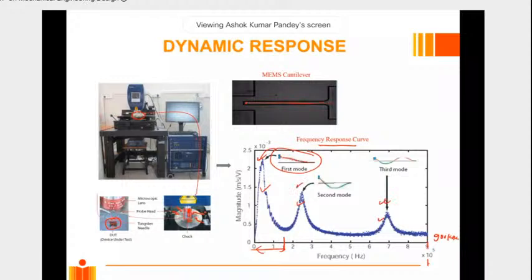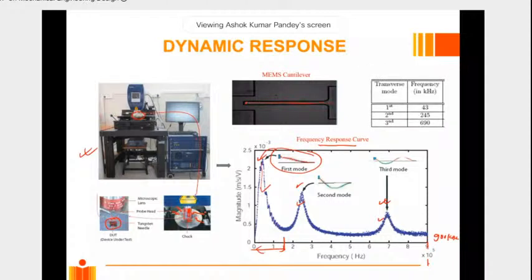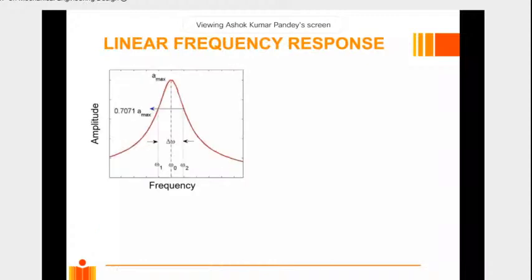So based on these modes you can decide what is your mode of operation for a frequency. Basically these devices are very handy, and they can be used to measure the dynamic response of all these MEMS devices. And the typical frequency range over here is 43 kilohertz for the first mode, 245 kilohertz for the second, and 690 kilohertz for the third mode.